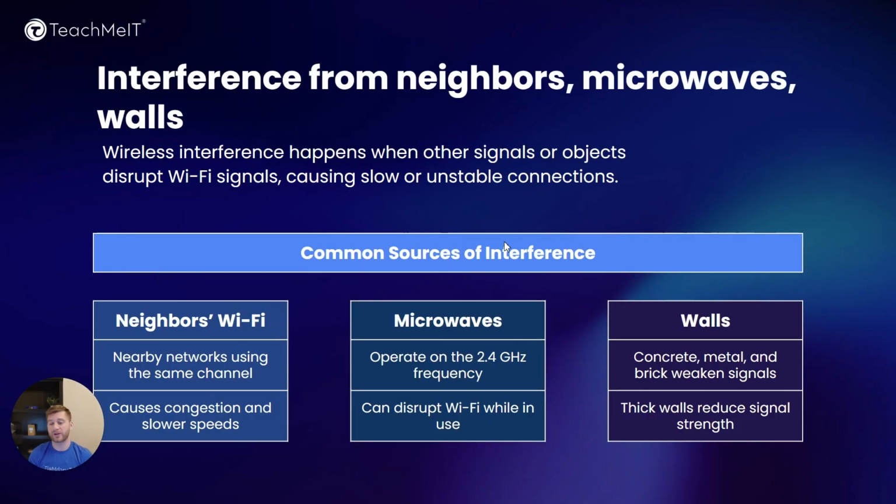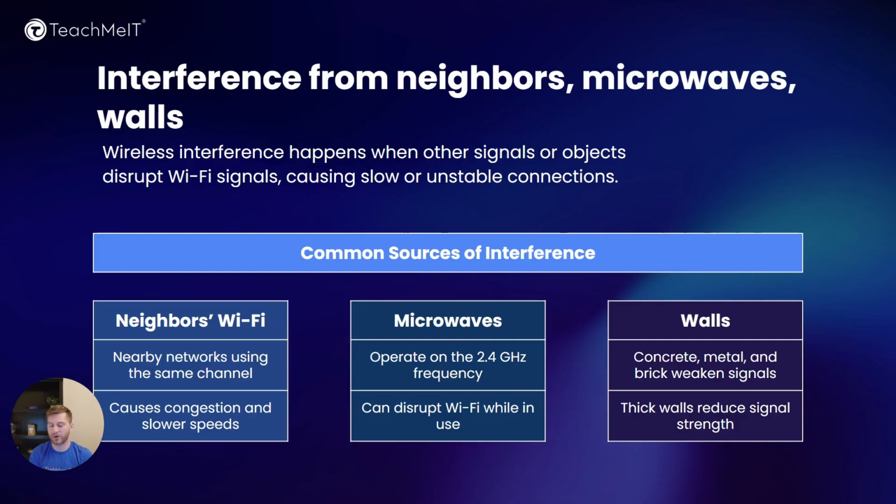For other forms of interference, we have neighbors, microwaves, and walls. So neighbors' Wi-Fi, if they're using the same channels or same bands, that could be a problem. Neighbors' Wi-Fi can also cause congestion and slower speeds. That's not normally as much of a problem nowadays, unless they're, again, on the same exact channel, on the same band. One thing you should know, you don't really have to know this in depth, but each band, 2.4 gigahertz, 5 gigahertz, 6 gigahertz, has multiple channels. So there would be channel 1, 2, 3, 4, and so on for each actual band.